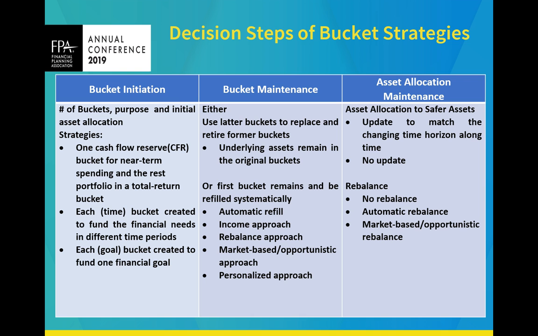Another thing to consider in the bucket strategy will be the asset allocation, because over time your asset allocation will change, right? So you can either choose to update it according to the time horizon. When individuals get older, they probably have less equity allocation, or you can just let it be and not do anything about it. So this is kind of just a buy and hold strategy.